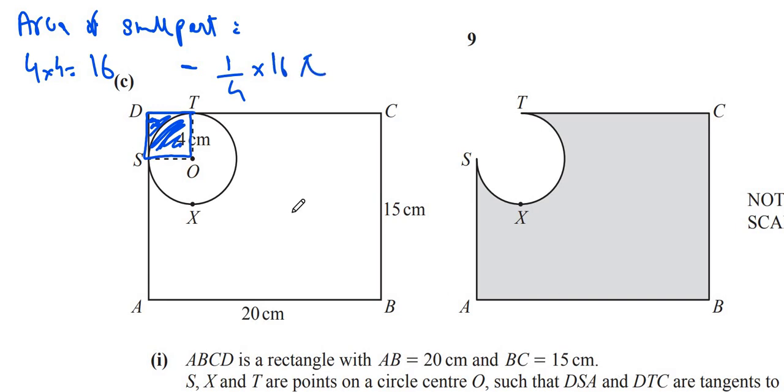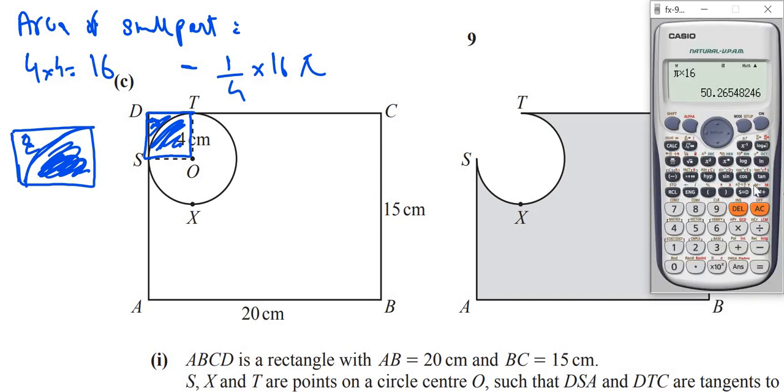Alright guys, I'll explain it again. This is the square and this is the circle, sorry, not triangle. You subtract the area of the circle from the whole square in order to get this small part. So if I do it, 16 minus 1/4 multiplied by 16 pi, that's going to be 4 pi.